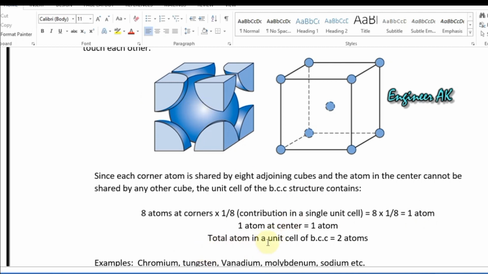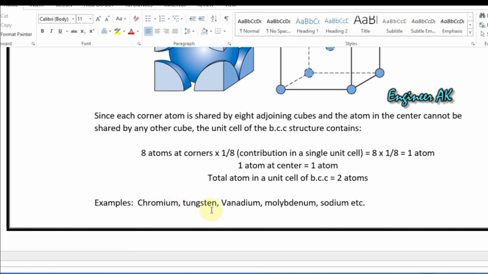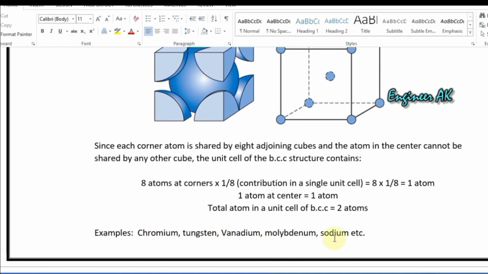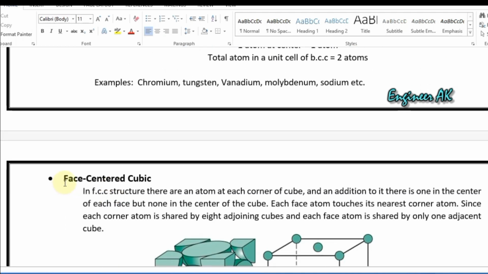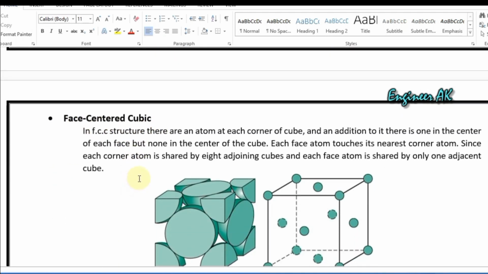So the total number of atoms in a unit cell of a BCC structure is 2 atoms, right? This structure contains 2 atoms if we combine their masses. And chromium, tungsten, vanadium, molybdenum and sodium have a BCC structure, right? Now face centered cubic, you have also heard this name, but let's see.